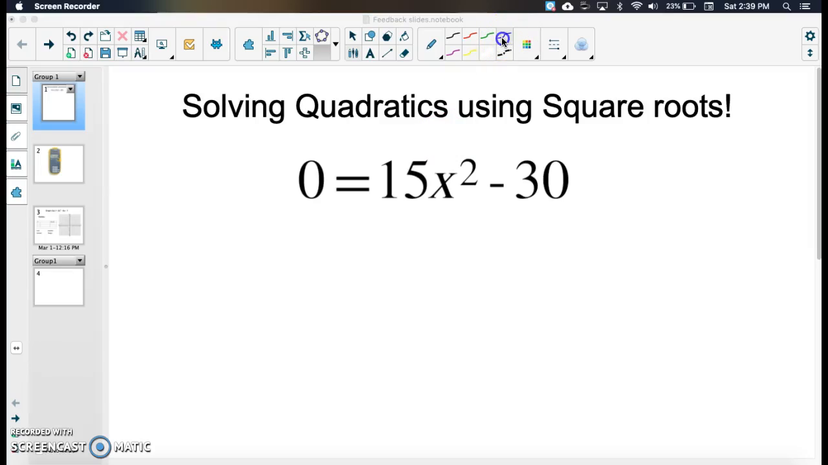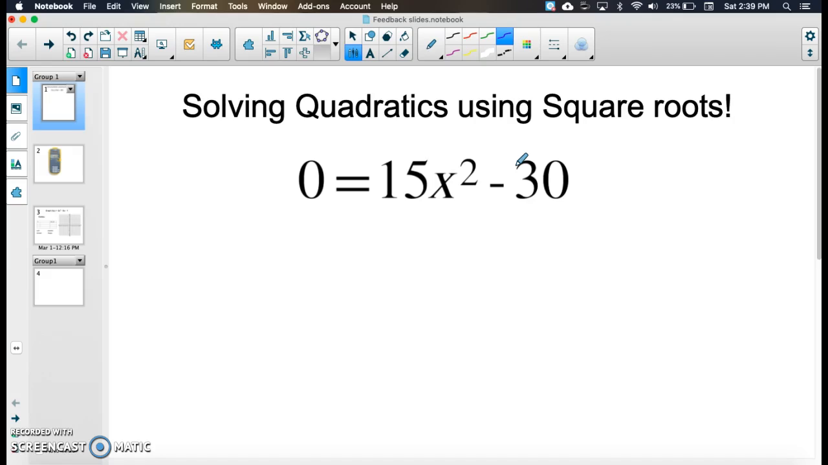Hey everyone, I wanted to provide some feedback on the most recent quiz that we took so that people could improve while doing retakes next week. So my first piece of feedback is on doing square roots.